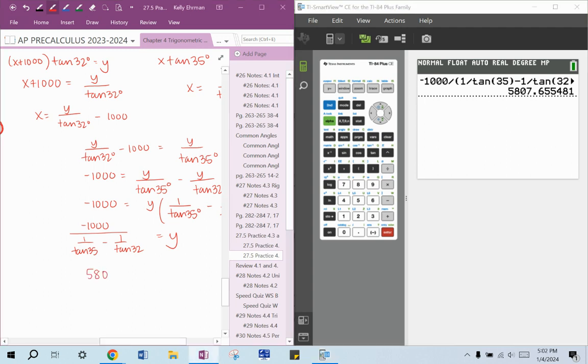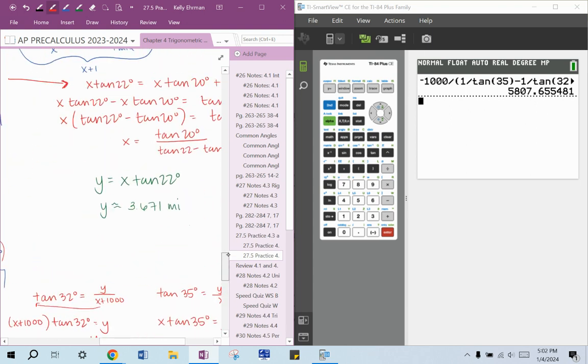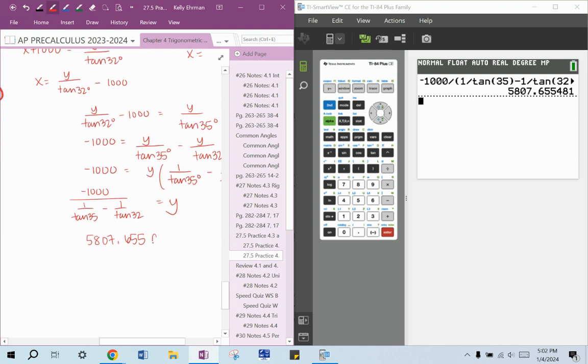So 5,807.655 feet, right? We're 1,000 feet closer, feet, is about equal to y. Y is the height of the mountain, so we're saying that's about the height of that mountain.